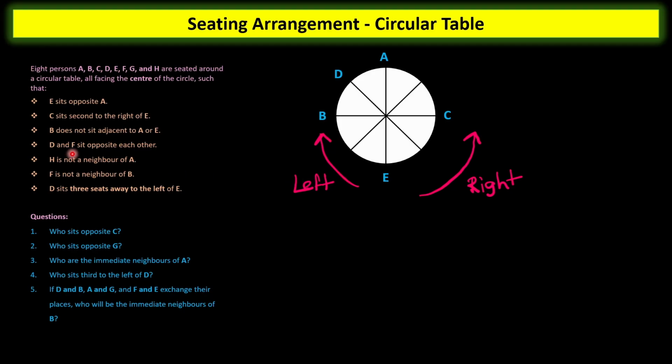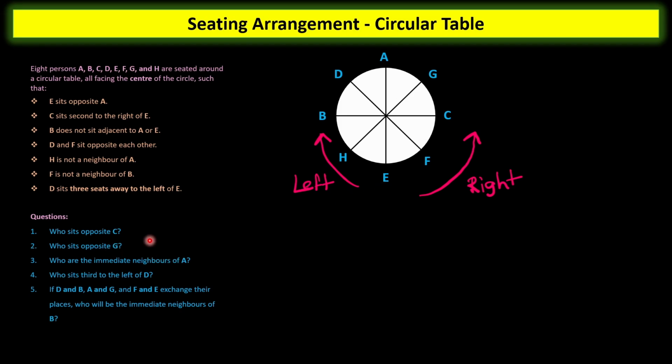Now the fourth clue says that D and F are sitting opposite to each other. So opposite of D is this position. So let the person F be seated here. Afterwards, H is not a neighbor of A. Since only 2 positions are left now and H cannot be the neighbor of A, which is this one, H will be seated here. And the only person left now is G. So G will occupy the last unoccupied space.